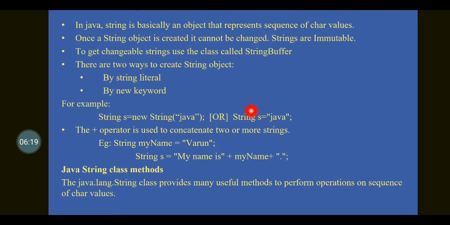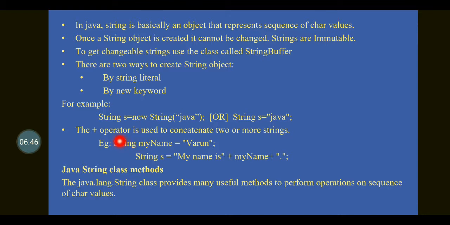That is, String s = "Java", which means that we can directly store the string in the particular string object; that is called a string literal. And another one is by the new keyword method, which means String s = new String("Java"), so that with the help of the new keyword it is possible to allocate the memory and we can store the string value in the particular string object.